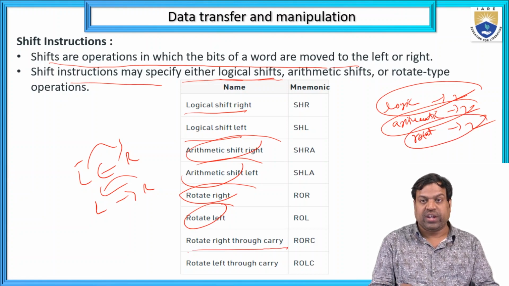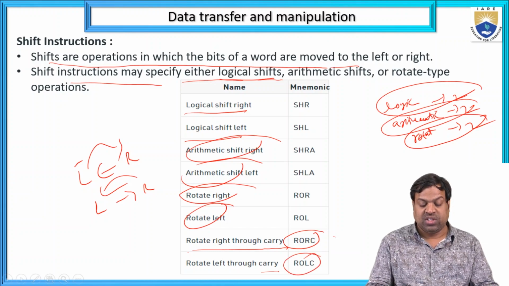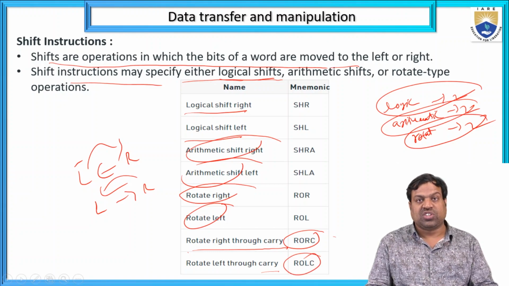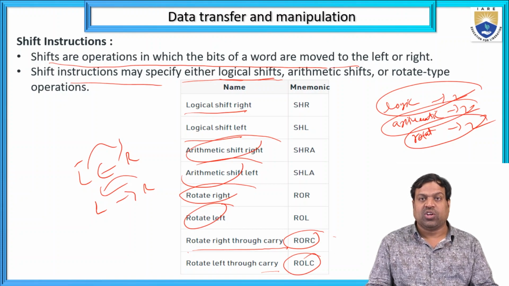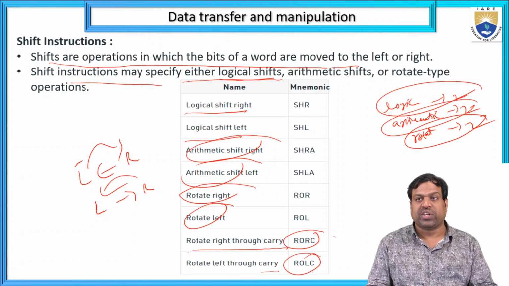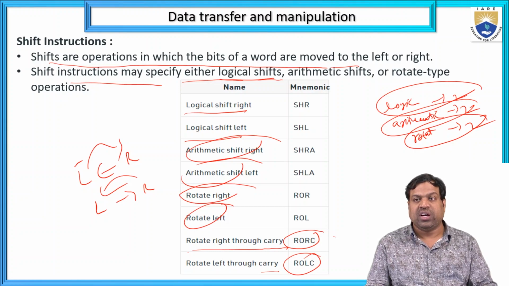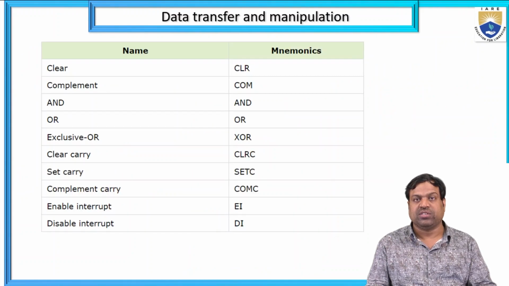Rotate right through carry, that is RORC. Rotate left through carry, that is ROLC. So shift instructions are 3 types: logical, arithmetic and rotate. In the logical, 2 types: shift left, shift right. In the arithmetic, 2 types: arithmetic shift left, arithmetic shift right. And rotate has 2 types: rotate left, rotate right.